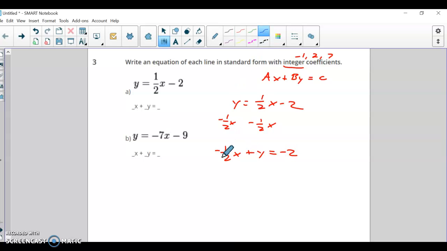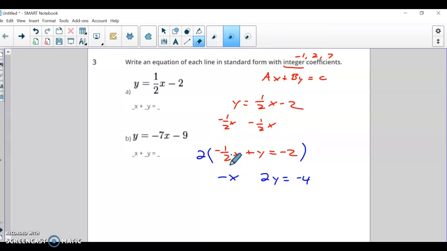And then the trick is, if I don't want a fraction, I want to make this an integer, 1 divided by 2. So we can cancel out the divide 2 by multiplying by 2. So we get -x plus 2y equals -4.